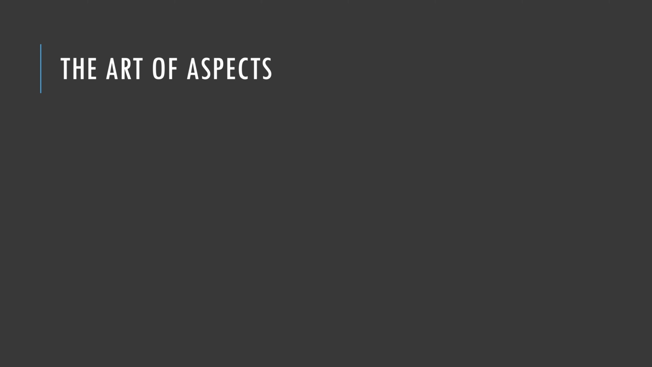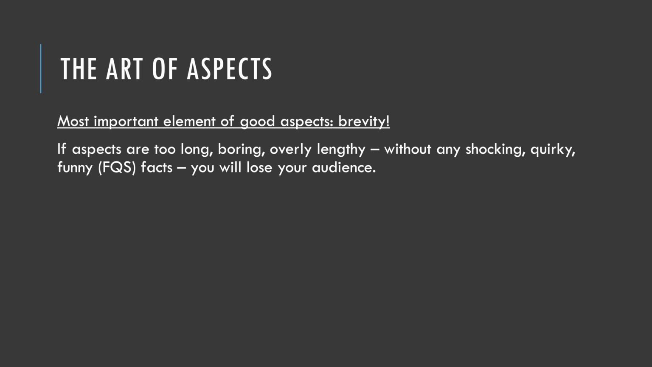So now that you understand the core structure of an aspect, I want to talk about the art of making aspects good. And so the most important element of good aspects is brevity. The biggest mistake you can make as an expositor is making your descriptions way too long and your explanations too long. If the aspects are too long, they will become boring, and if they don't have any shocking, quirky, funny facts, then you'll lose your audience.